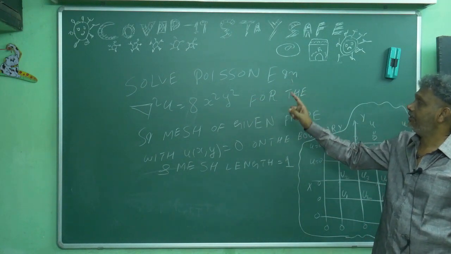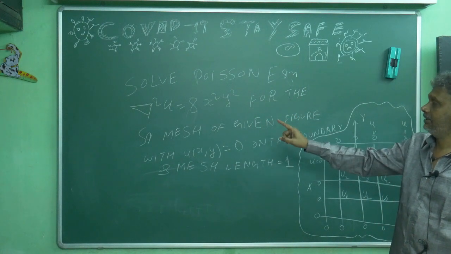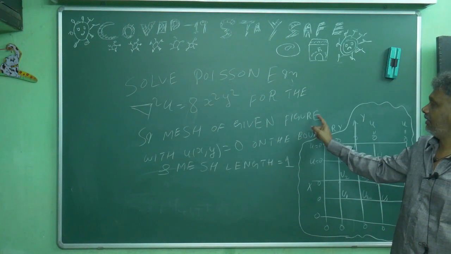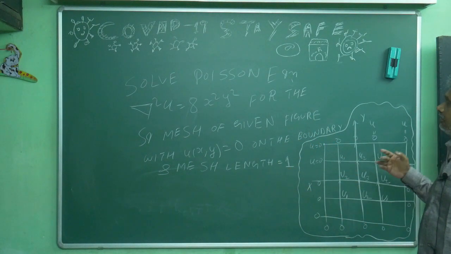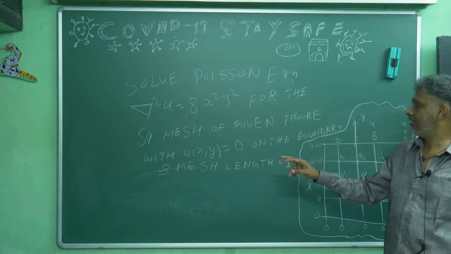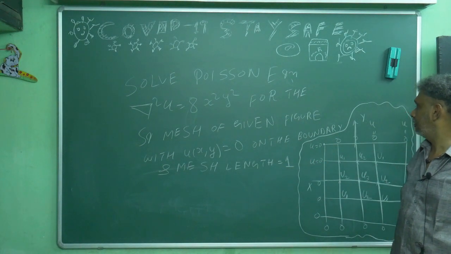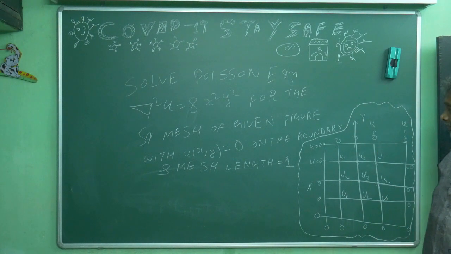See, this is a very, very important problem. Solve the Poisson equation del square u is equal to 8x square y square for the square mesh of the given figure, with u of x, y equal to 0 on the boundary and mesh length equal to 1. The figure is also given, the question is also given, you have to attack it.